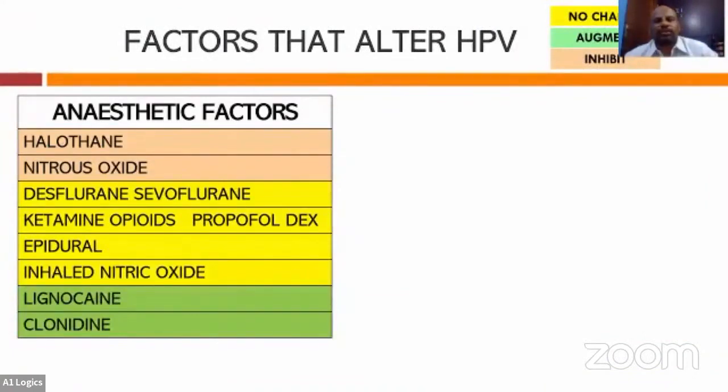Coming to anesthetic factors, it is commonly thought that all volatile anesthetics inhibit HPV. It is only true with regard to halothane and nitrous oxide. For desflurane and sevoflurane, it is actually not really proved. Ketamine, opiates, propofol, and dexmedetomidine are all safe. Epidural anesthesia and inhaled nitrous oxide actually do not produce any change. A small mention about propofol and dexmedetomidine: they have been found to actually augment HPV and produce a good response. So if you have a desaturation during one-lung ventilation, probably instituting propofol anesthesia can improve HPV and increase the oxygenation.